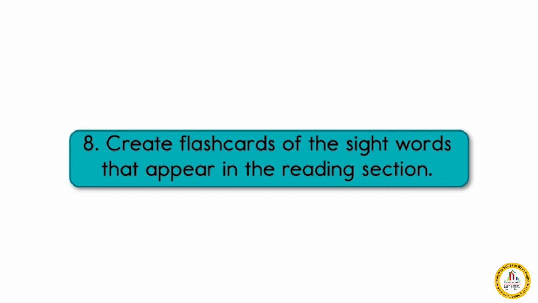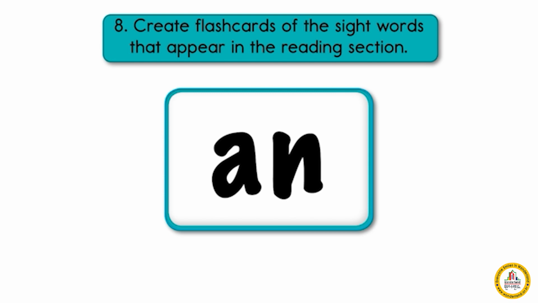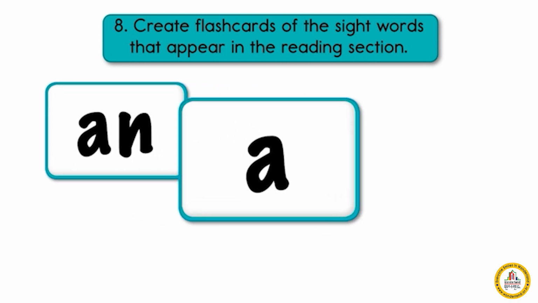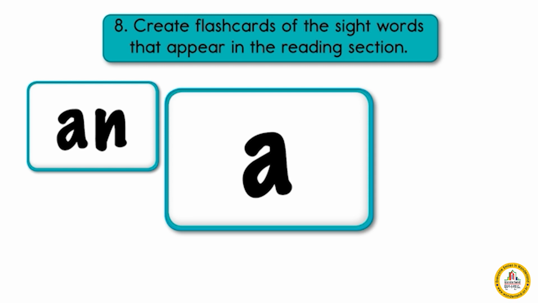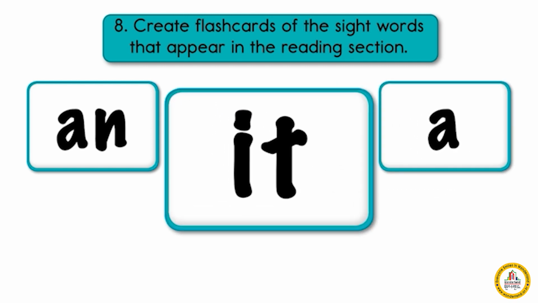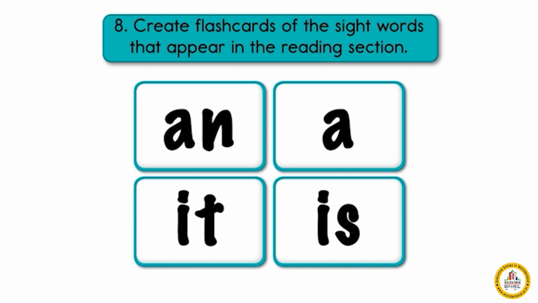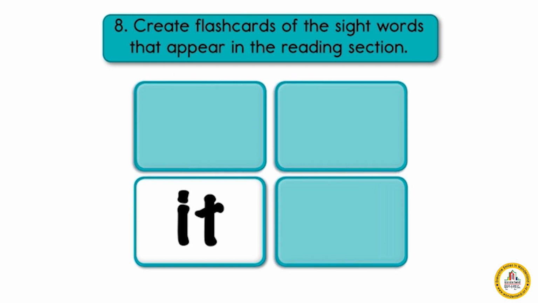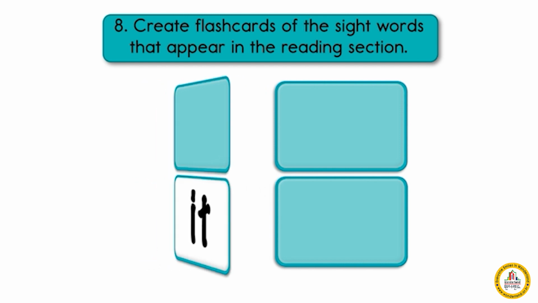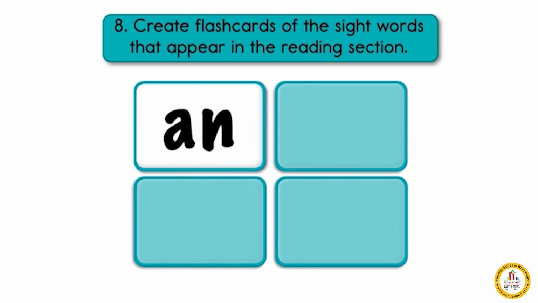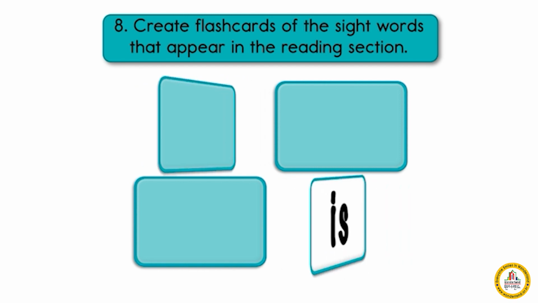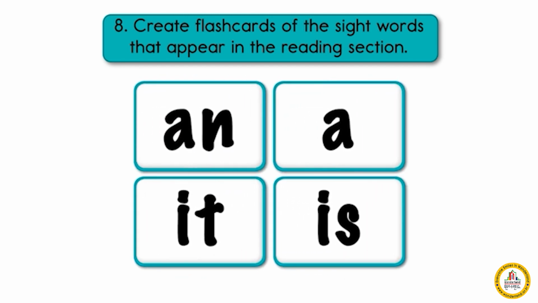Create flashcards of the sight words that appear in the reading section. Then present the sight words explicitly by showing each card individually, saying the word and asking the students to repeat it a few times. Once all the words have been presented, flip through the cards randomly and get the students to call out the words as they see them. Once you have ensured that the students are familiar enough with these sight words, you can start to read and enjoy the story in the student book together.